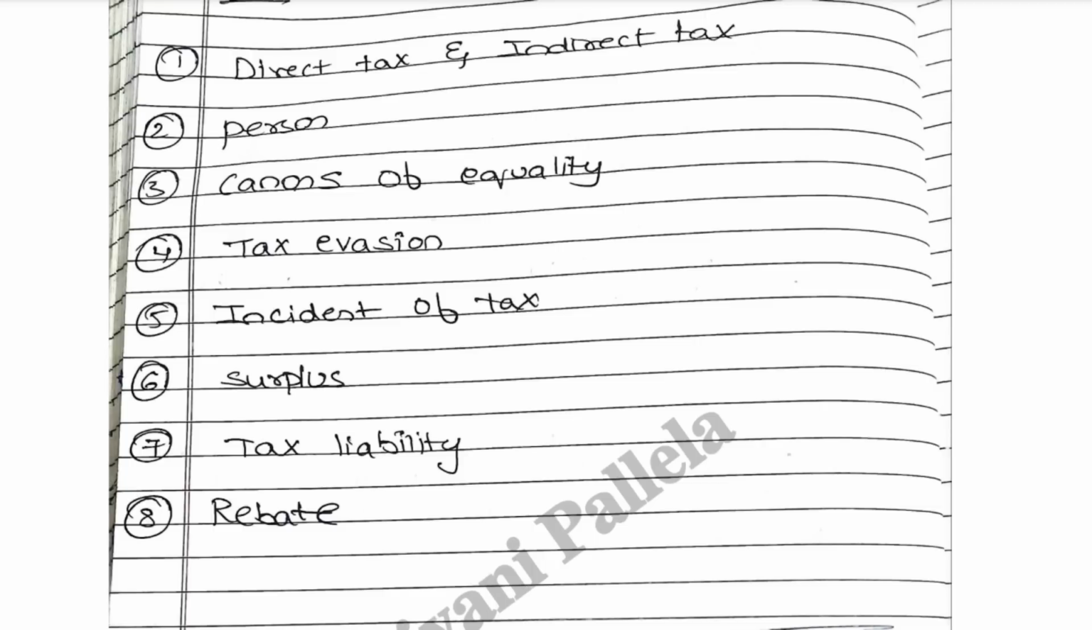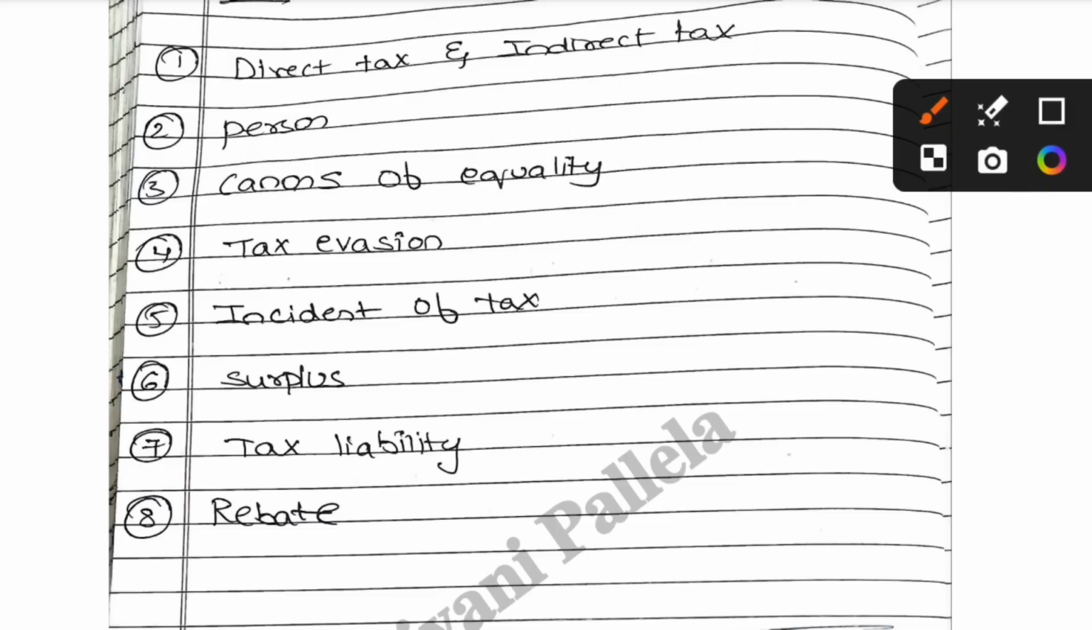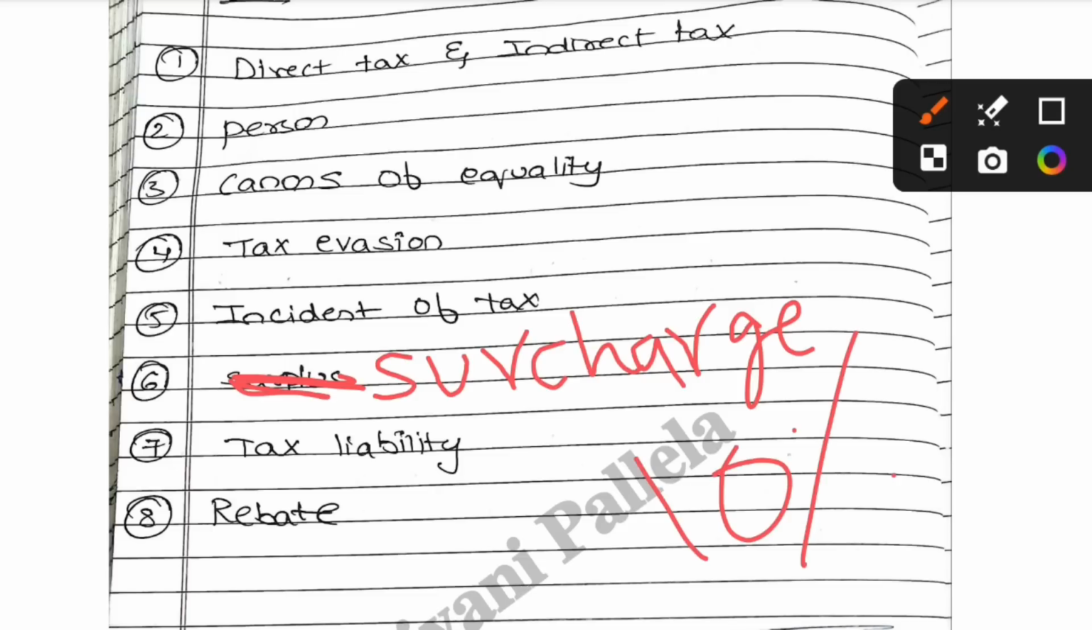Next, surplus. Sorry, it's not surplus, it is surcharge. Surcharge is nothing but, if a person is earning more than 50 lakhs, then 10% of surcharge is fixed. Yes or no? I have already said this when I was explaining tax liability. I have already discussed this. Yes. So this is the surcharge.